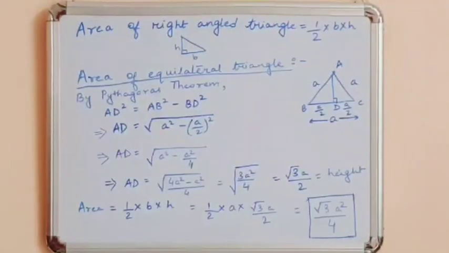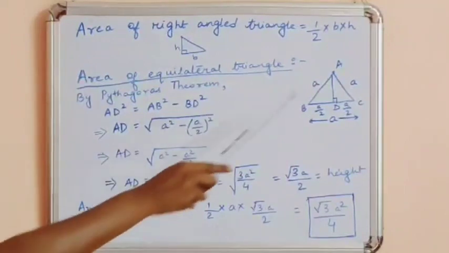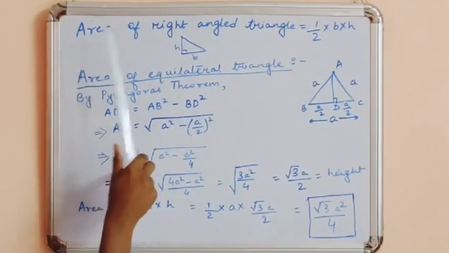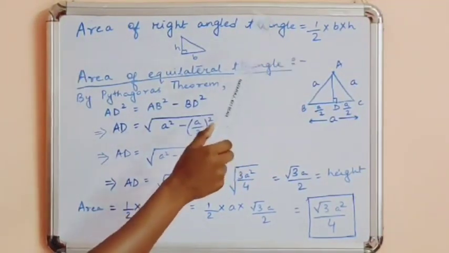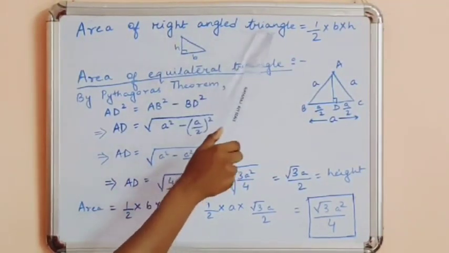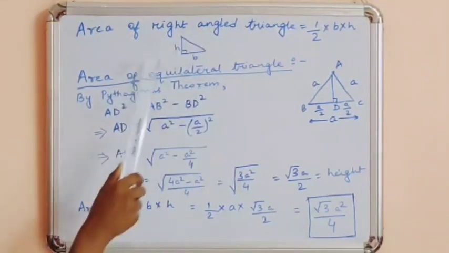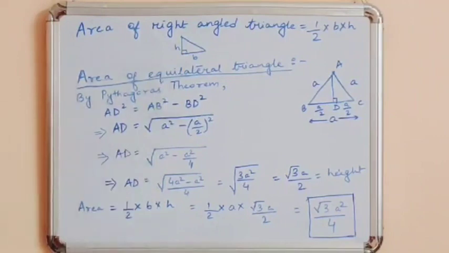We have already learned about the area of triangle, that is half base into height. We can use this formula for calculating the area of a right angled triangle, because in a right angled triangle these two sides are perpendicular to each other. So we can easily get our height or the altitude of the triangle.